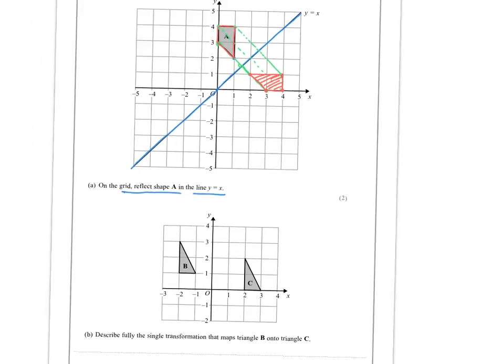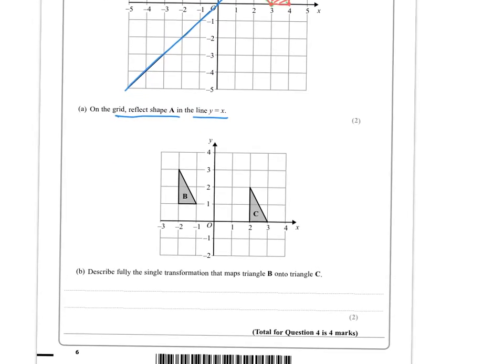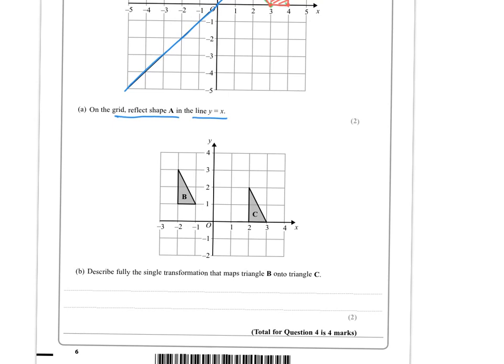The next part says, describe fully the single transformation that maps triangle B onto triangle C. So a mapping is just like finding a rule which makes something move to another place. So look at it that way. So we want a single transformation, so it's just one thing that happens. And I think if I was doing that, I would just with my finger move B to C.